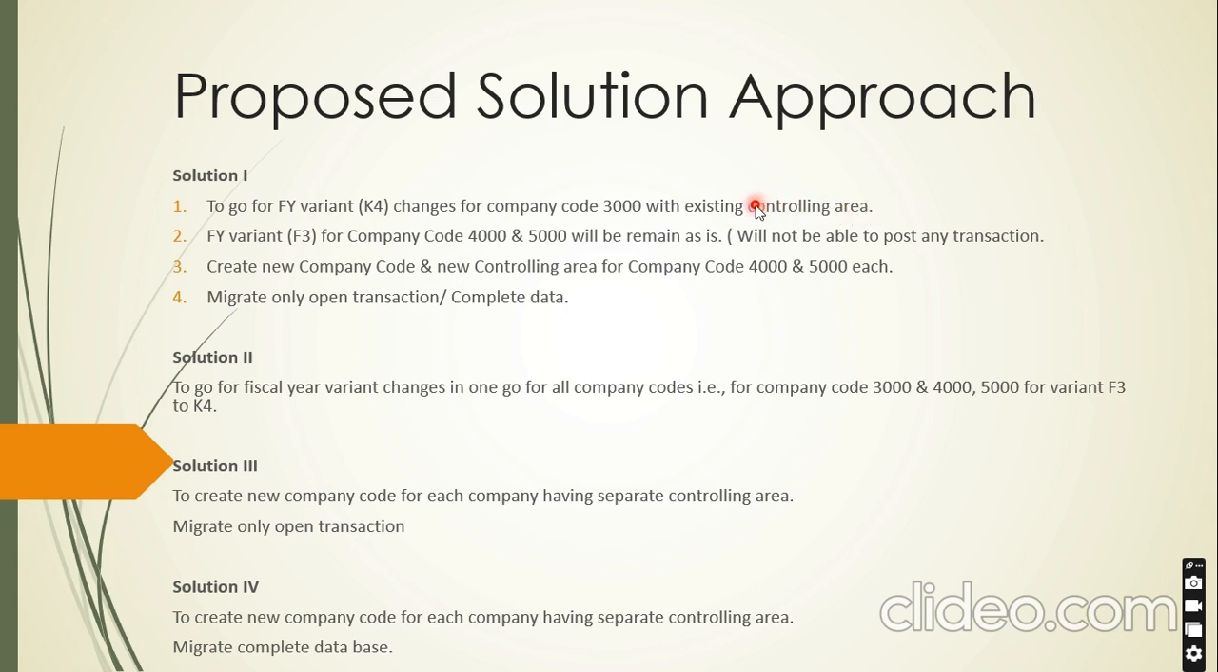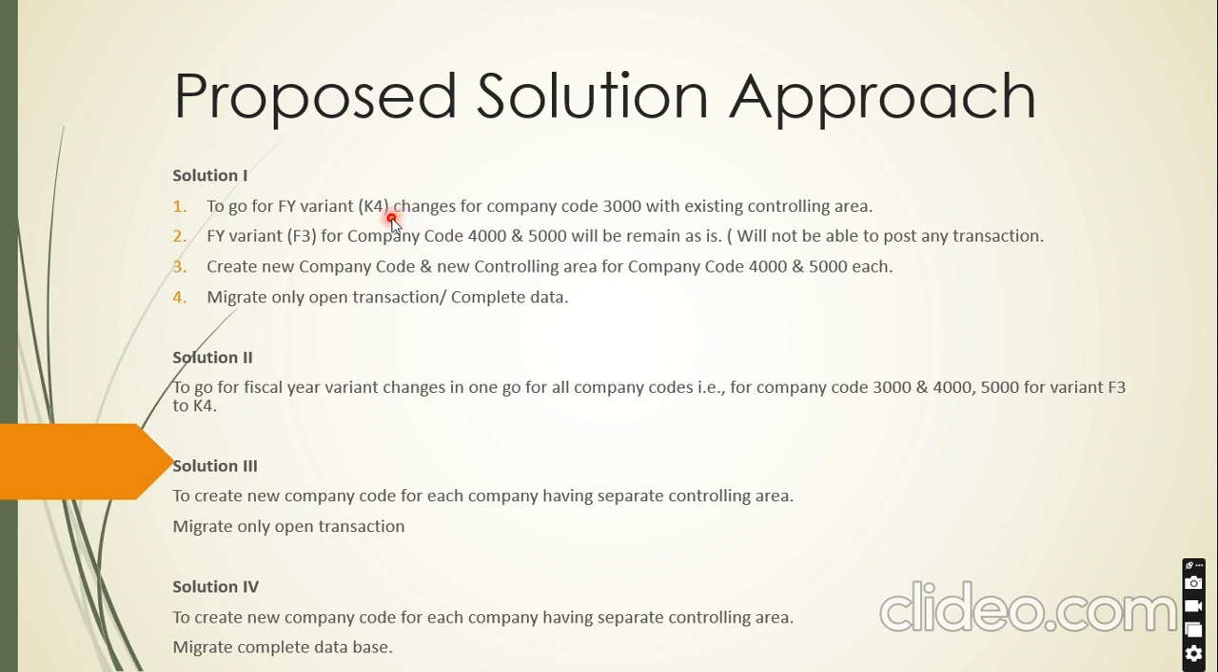To use the existing controlling area for 3000, if you decide fiscal year variant F3 for company code 4000 and company code 5000 remains as it is, it will not be able to post any transactions. The reason is this: all three company codes are assigned under one controlling area, and all the company codes have data. In that case, assignment deletion is not possible. For that reason, we are mentioning it here clearly.